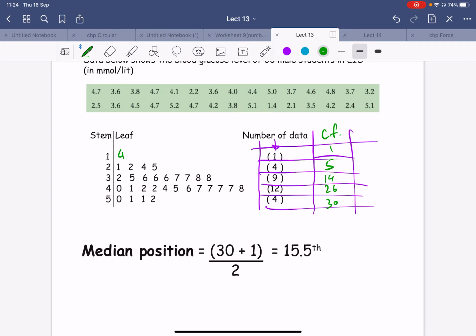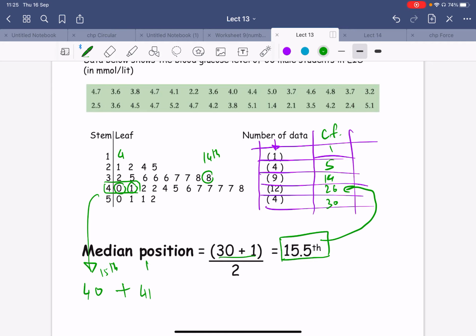So add 1 to the 30 divided by 2, you will get the median position. So the 15.5, which is going to be here, right? So I know that the 14th position is here. This is the 14th position. So this is the 15th. This is the 16th. So my median is between these two, right? So all I need to do is just add 40, because 40 is the 15th position, with 41, which is the 16th position, divided by 2.